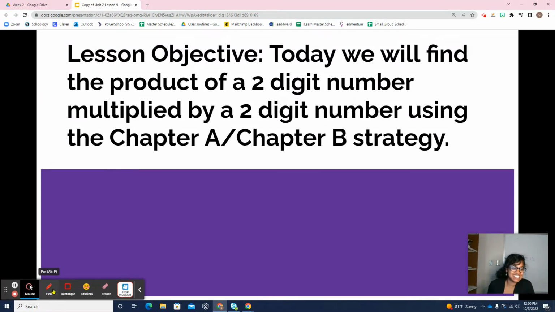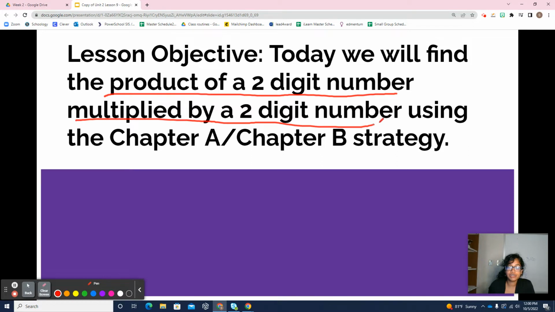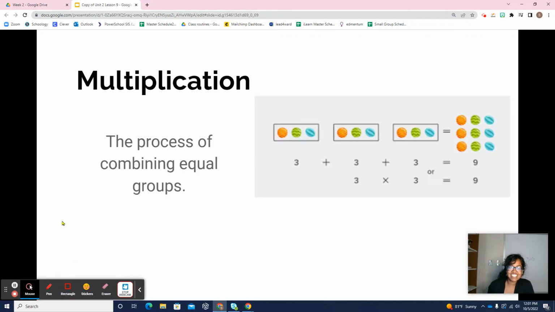Let's go over today's lesson objective. So, in today's lesson, we will find the product of a two-digit number multiplied by a two-digit number using the Chapter A, Chapter B strategy. All right, let's go ahead and get started.